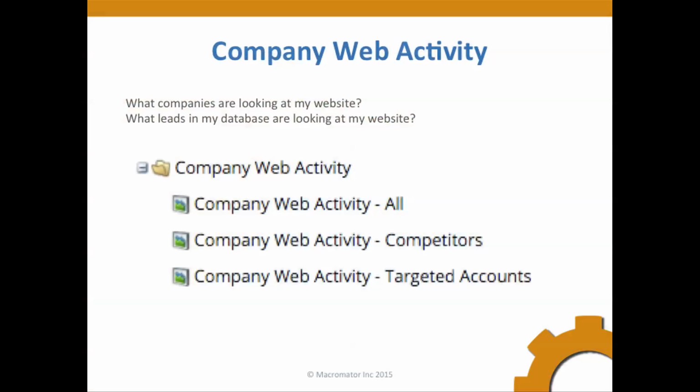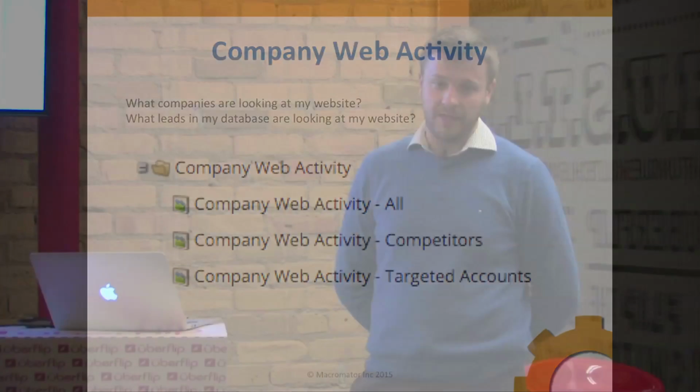So this is similar to the success path analyzer, but it's just in a report format. And this is my company web activity and also web activity report, which will show me what companies are looking at my website, and I can see if my competitors are looking at my website, if my targeted accounts are looking at my website. So I can see both company, and I can also see leads in my database that are tracked, that are looking at my company.